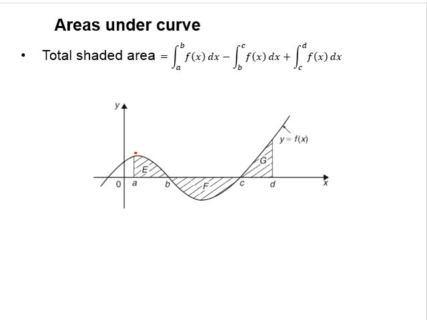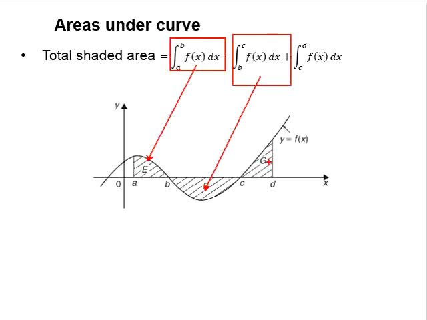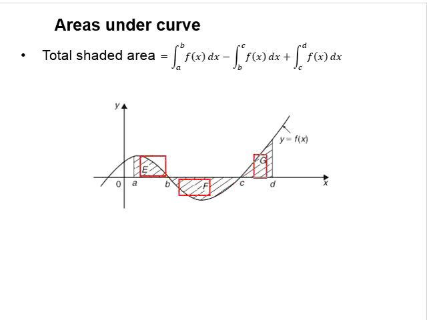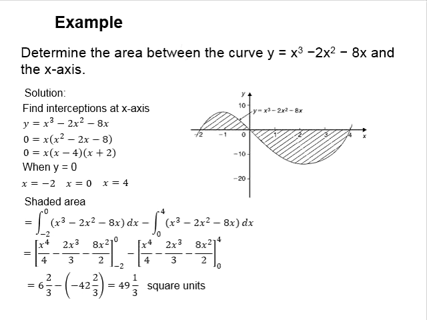To determine the summation of the shaded areas here, you will need to neutralize the negative value below the curve. That gives you the integration of the function from A to B, minus the integration of the function from B to C, added up with the integration of the function from C to D. The summation of these will be equal to the total shaded area of E, F, and G. Let us try an example on this.